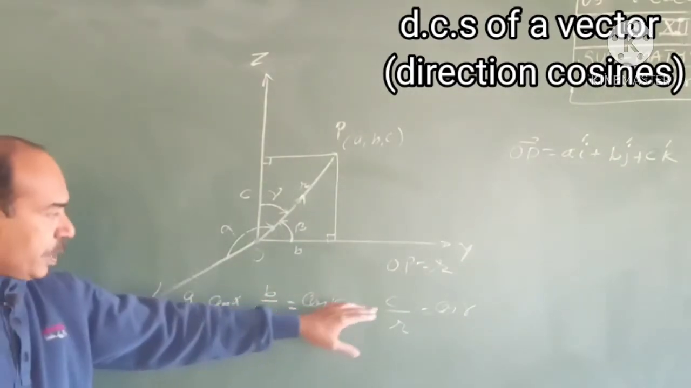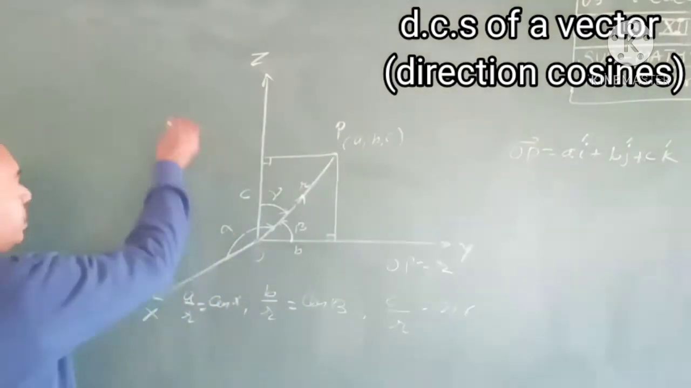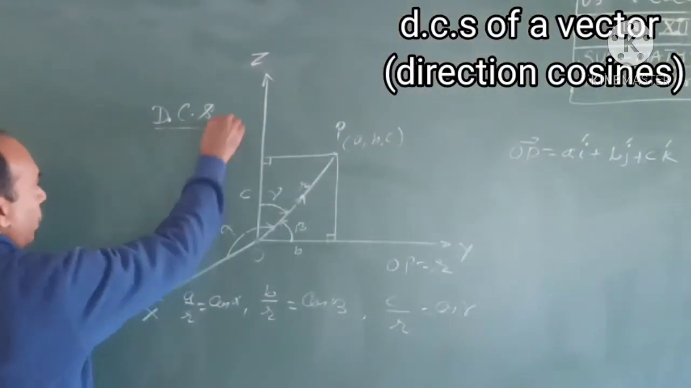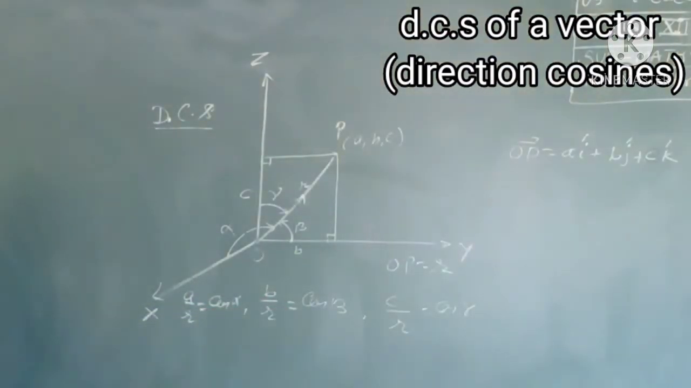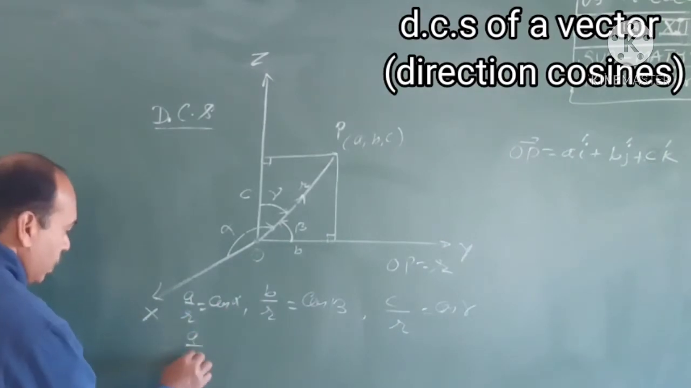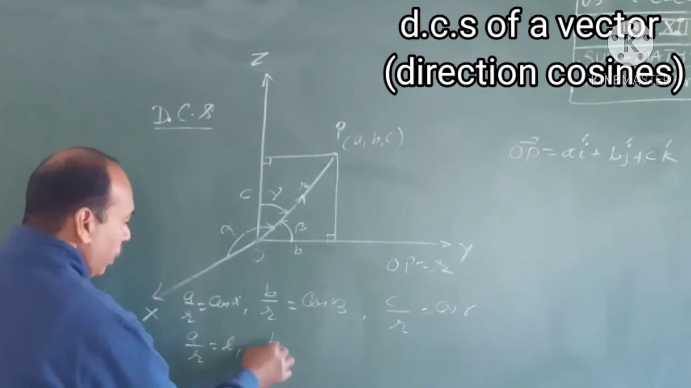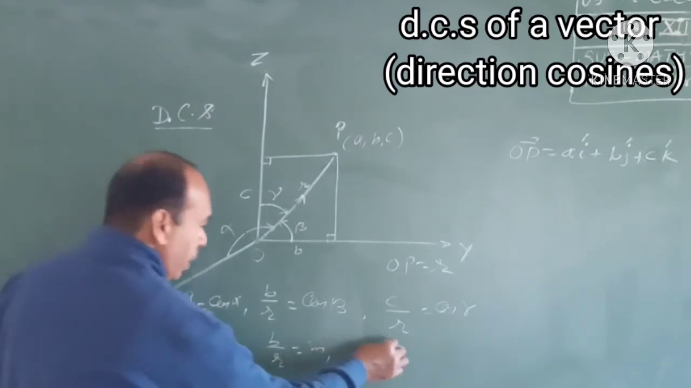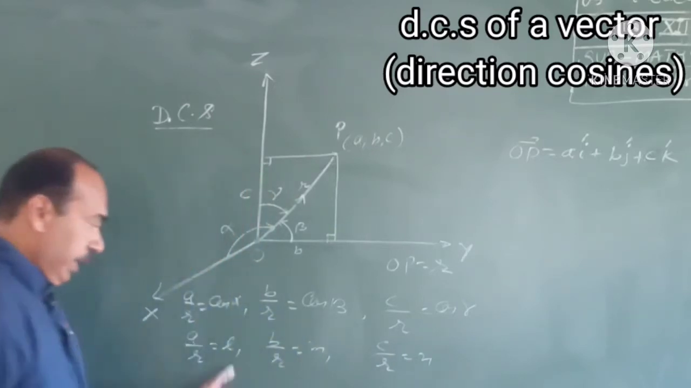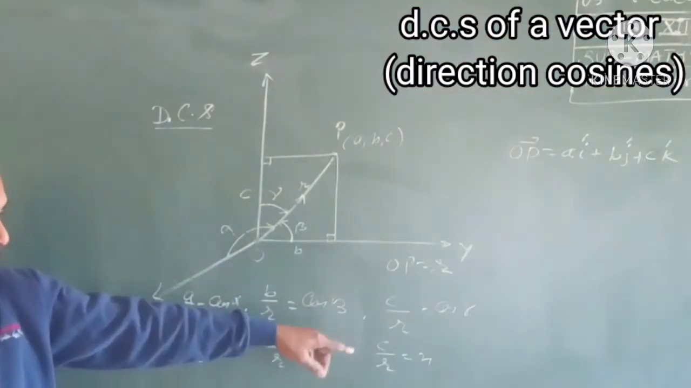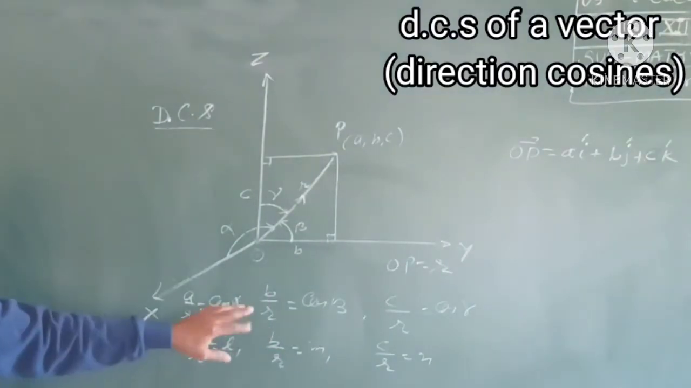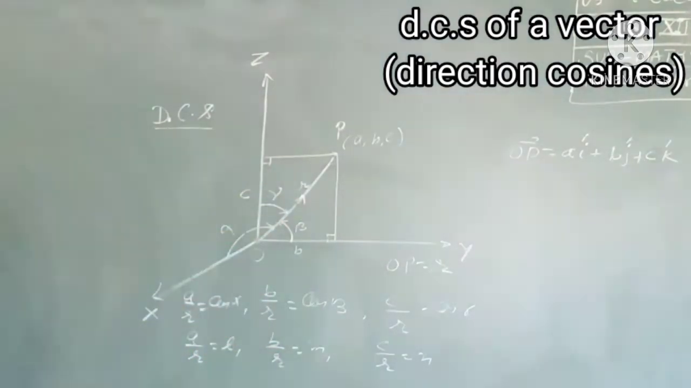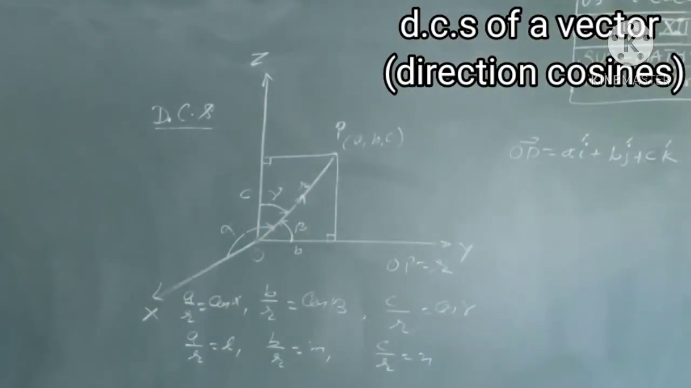So cos alpha, cos beta and cos gamma are known as direction cosines, DCs, of a vector, and are denoted by l, m and n. A by R is l, B by R is m, and C by R is n. l means cos alpha, m means cos beta, and n is cos gamma. So l, m, n are known as direction cosines, or cos alpha, cos beta, cos gamma, where alpha, beta, gamma are the angles OP makes with the axes, meaning the x-axis, y-axis and z-axis.